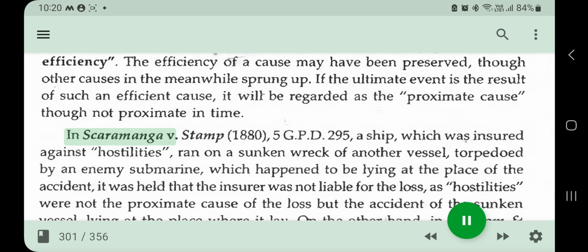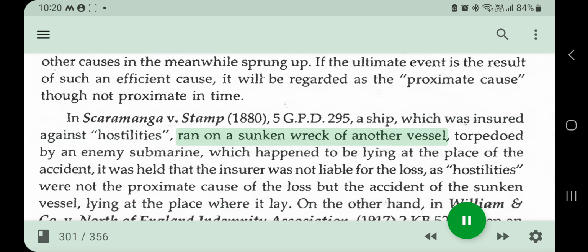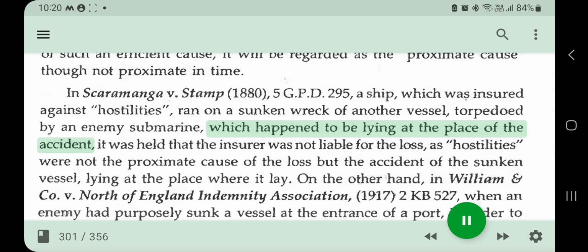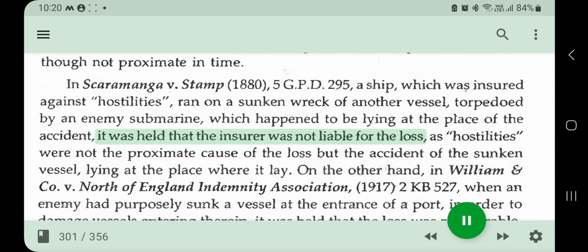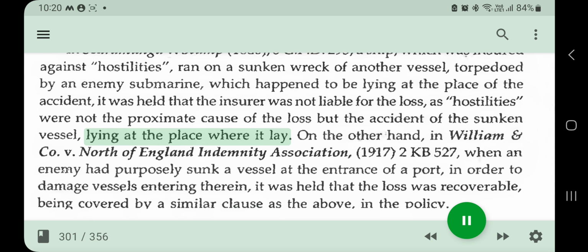In Scaramanga v. Stamp, 1880, 5 CPD 295, a ship, which was insured against hostilities, ran on a sunken wreck of another vessel, torpedoed by an enemy submarine, which happened to be lying at the place of the accident. It was held that the insurer was not liable for the loss, as hostilities were not the proximate cause of the loss but the accident of the sunken vessel lying at the place where it lay.